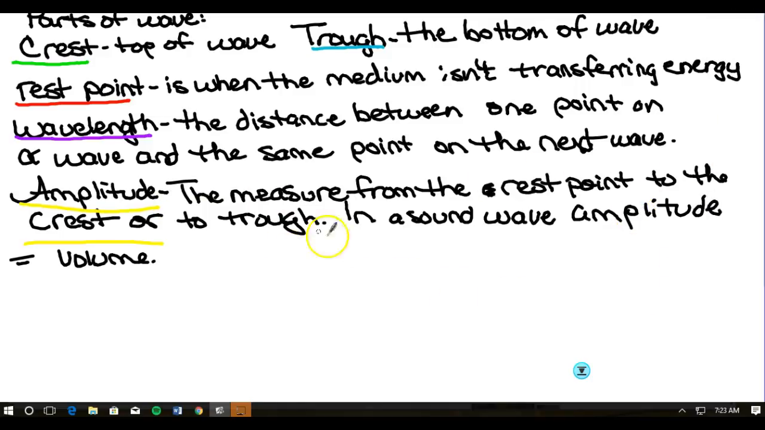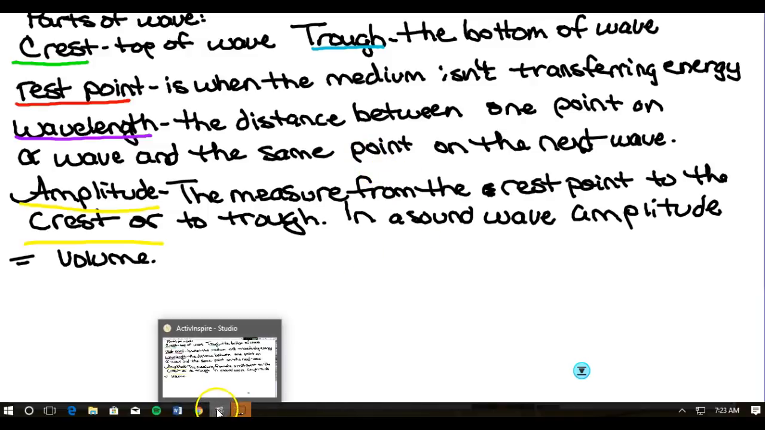Alright, go ahead and pause this until you have all of these notes. And remember, waves transfer energy, not matter. So the matter through which a wave travels transfers the energy, but the matter itself doesn't move. Okay, pause this till you're done, and then continue to your left-hand assignment.